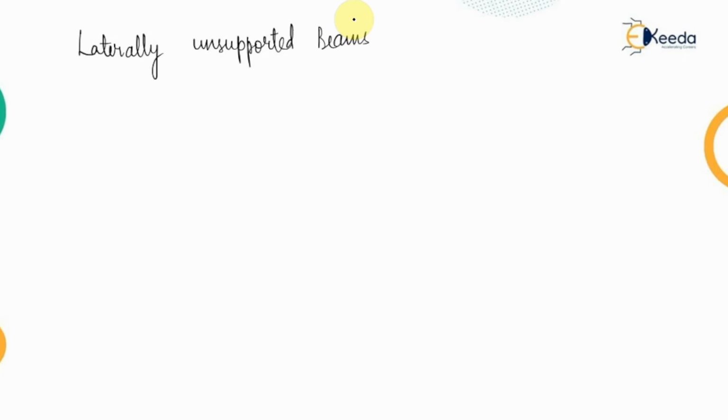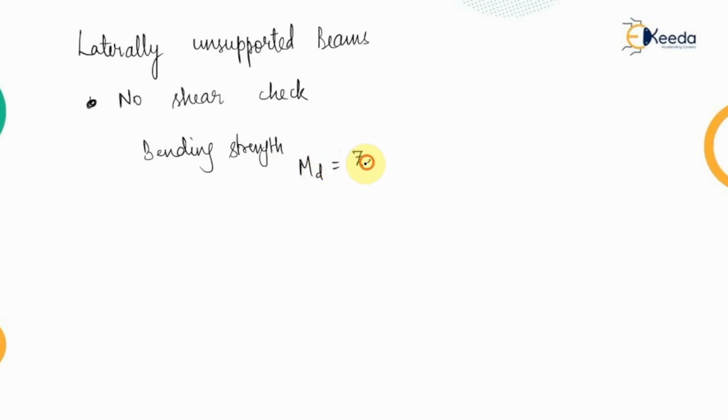And the design bending strength in this case: if the beam is not laterally supported to prevent the lateral deflection, that is the buckling, then there will be no shear check, and that's why the laterally unsupported beams do not have any case as the low shear or the high shear. We will directly calculate the design bending strength. So the bending strength for the laterally unsupported beams is directly calculated by the relation MD is equal to Ze into Fy divided by gamma m naught.